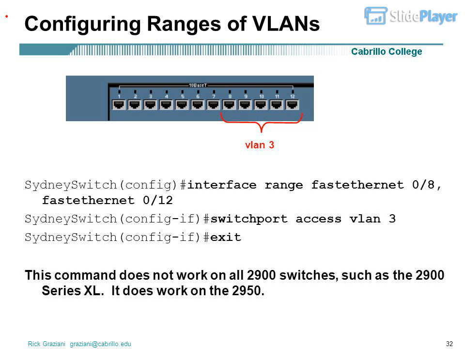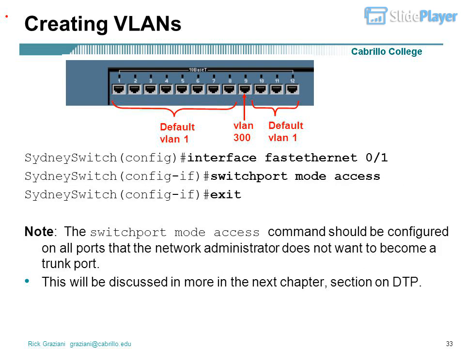Creating VLANs. Sydney(config)# interface fastethernet 0/1. Sydney(config-if)# switchport mode access. Sydney(config-if)# exit. Note, the switchport mode access command should be configured on all ports that the network administrator does not want to become a trunk port. This will be discussed more in the next chapter, in the section on DTP.